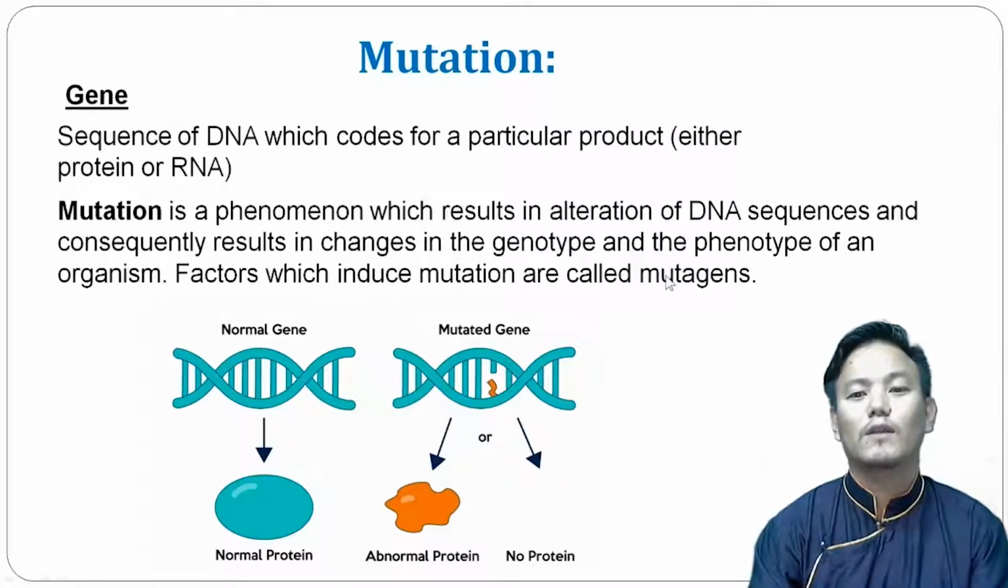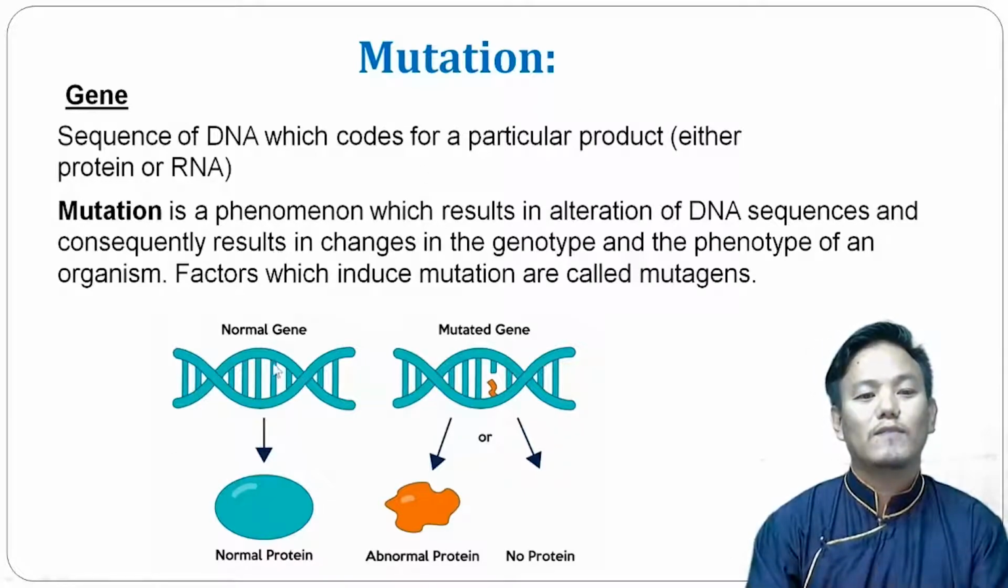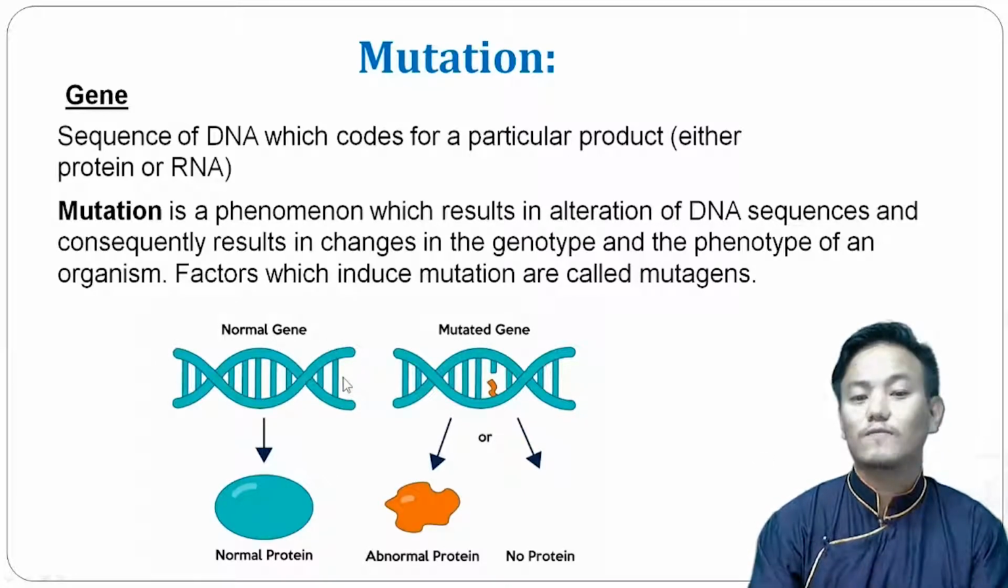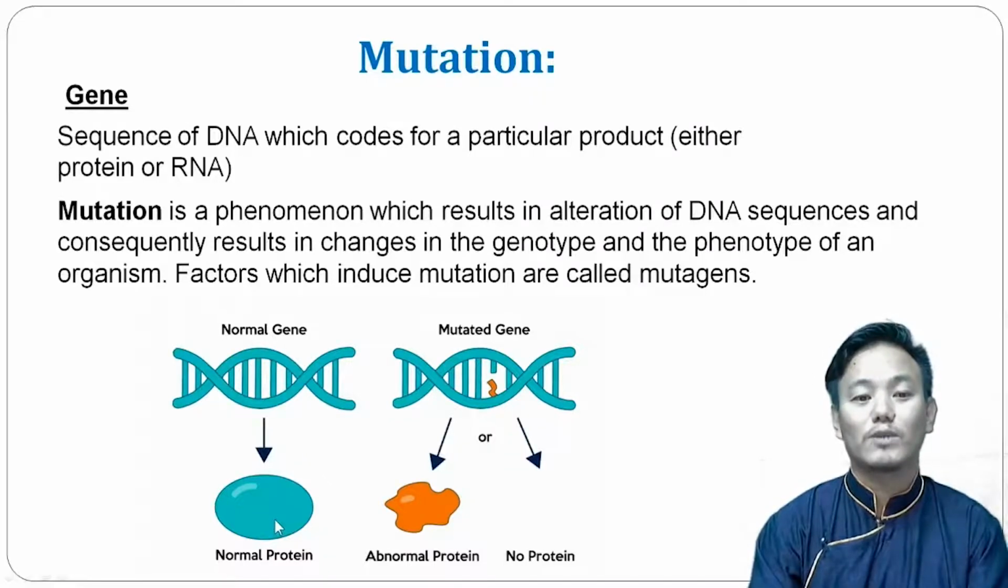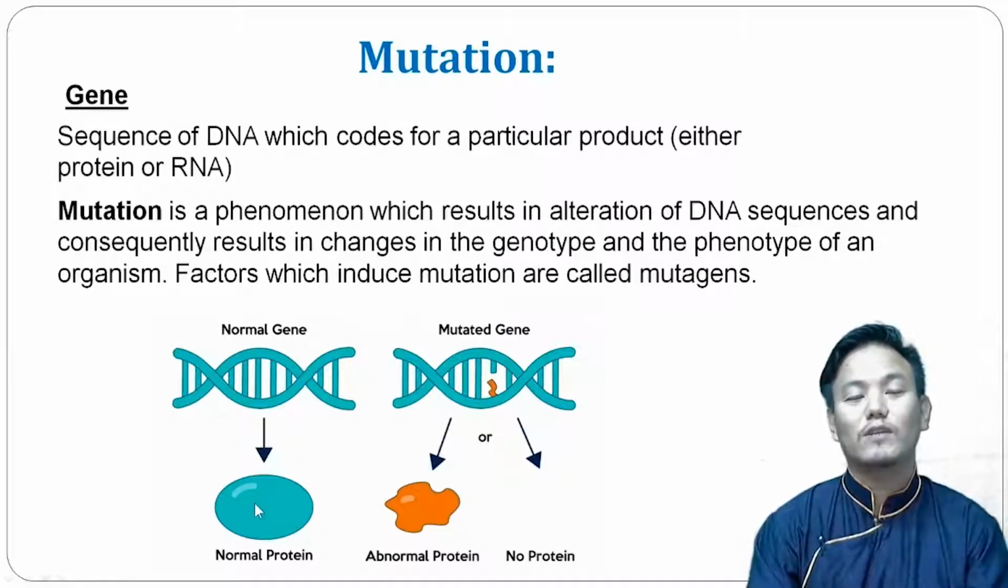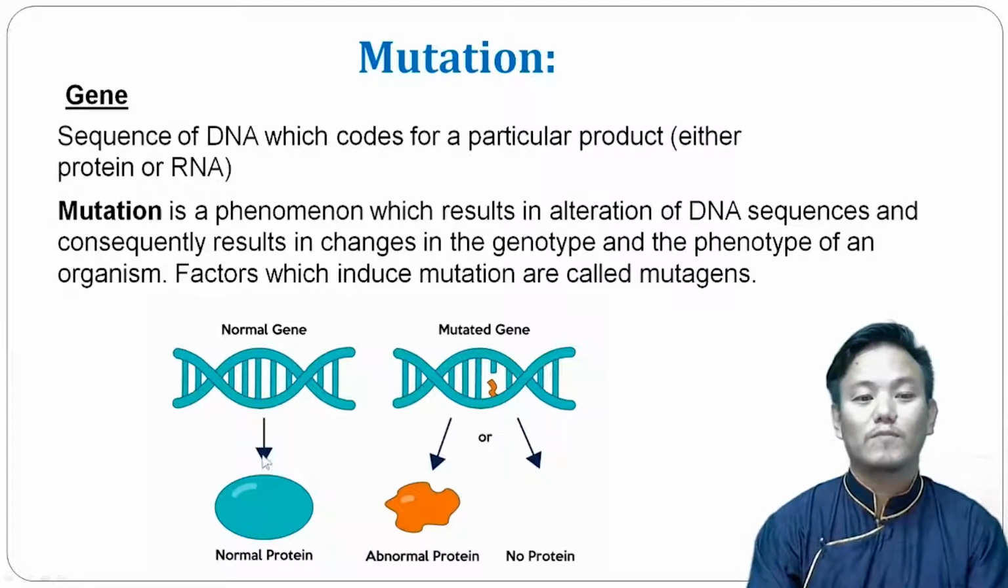I have given you a picture over here. You can observe this. This is a short segment of DNA. Let's say this short segment of DNA is the normal gene, and this normal gene codes for a normal protein. This protein will function and produce a normal phenotype. So this is a normal gene and its result: a normal protein and normal phenotype.